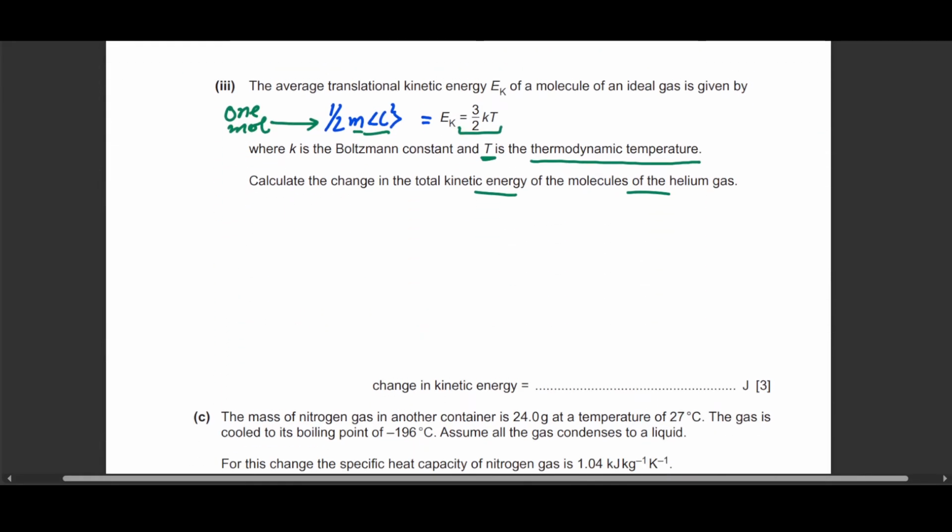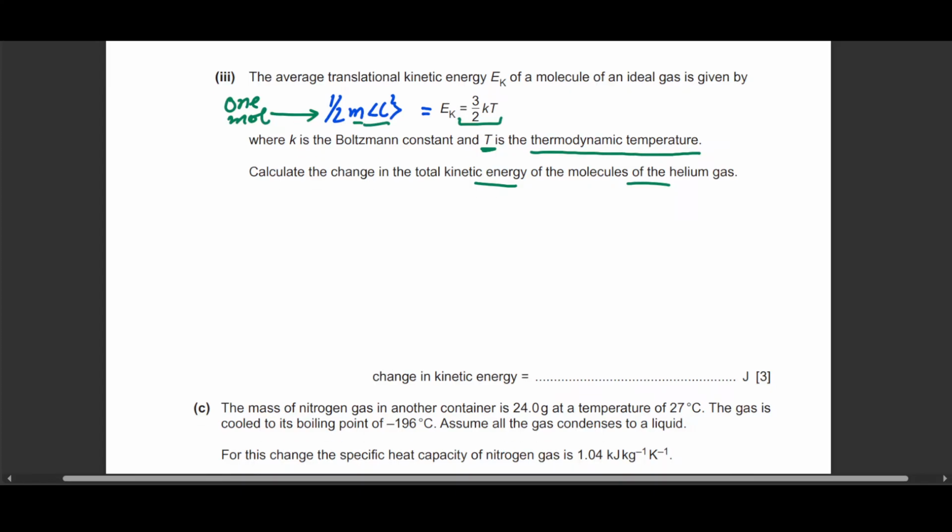So he's asking you about the change, so we only discuss the change. First we use the kinetic energy formula that is given to you conveniently. So this is going to be 3/2 times the Boltzmann constant, which is 1.38 times 10 raised to the power minus 23, times the temperature change, which is 742 minus 27.